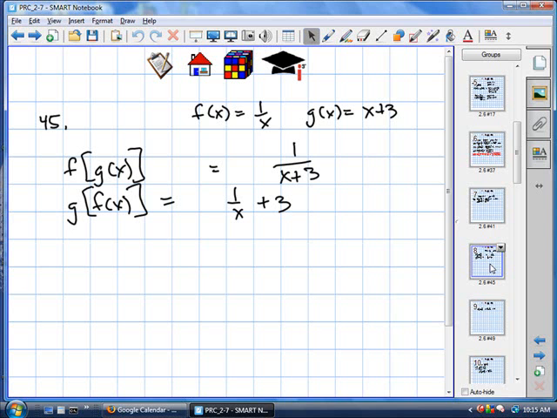Allie? Okay. 29. So you're supposed to use a graphing utility to graph f, g, and f plus g in the same viewing window. Okay, so let's start with that. So I'll pull up that graph program.